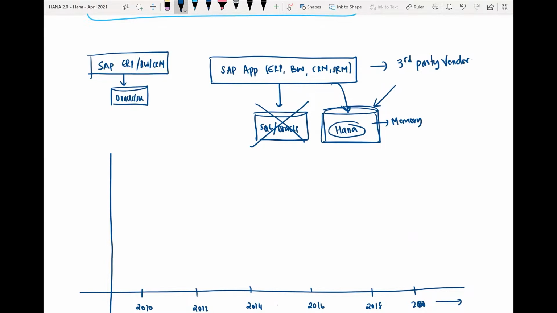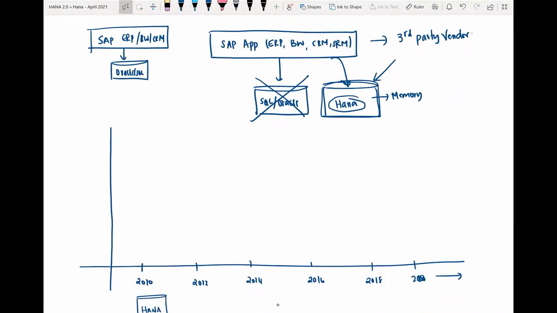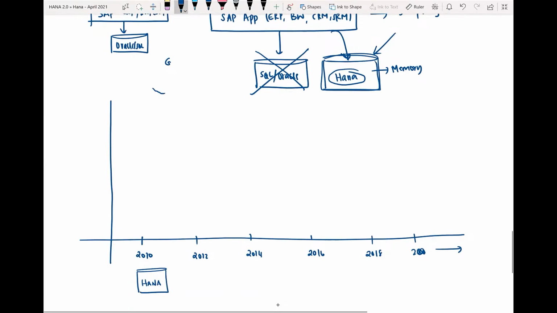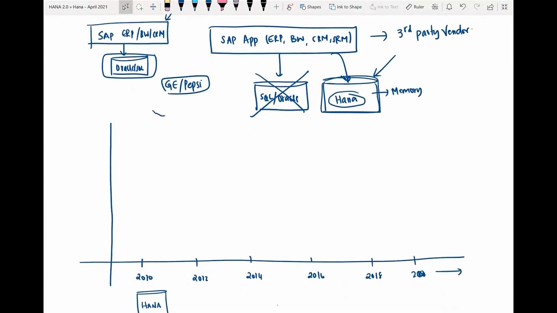Do you think it would have been viable for SAP to go into the market and say, hey, you know what? I go to a company like GE or Pepsi or some big company which has been running their SAP applications with some traditional databases for a very long time. I go to them and say, hey, you know what? We have come up with a new database. It is extremely powerful. I know that your company is running SAP ERP on a SQL Server database. Why don't you go ahead and scrap your SQL Server and replace it with HANA?